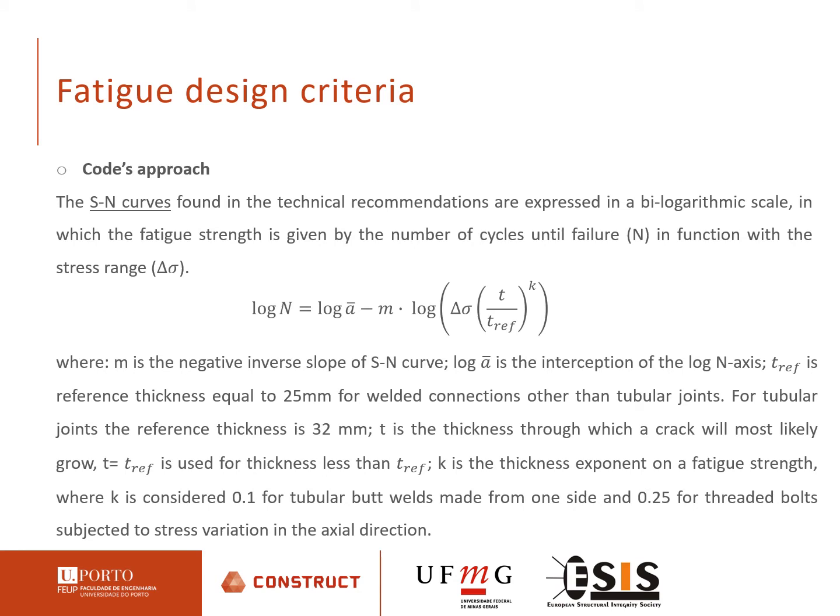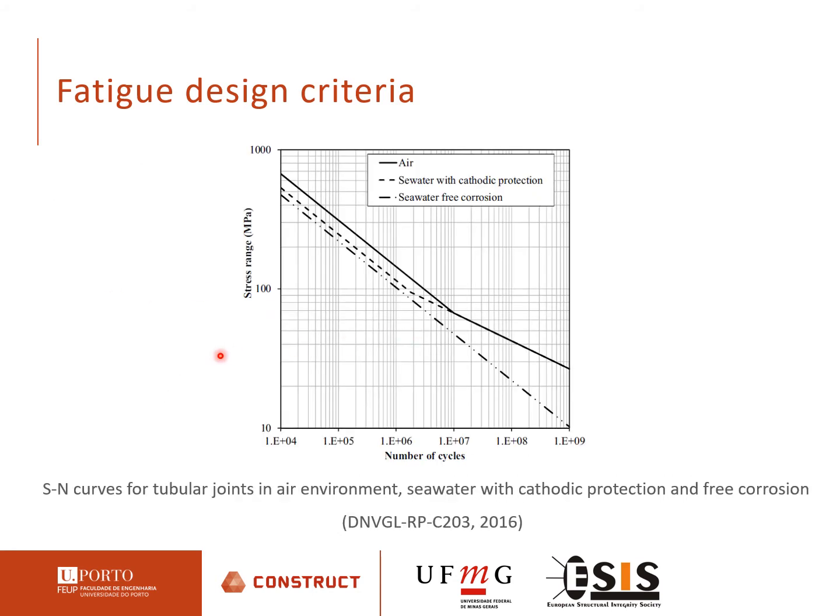The SN curves found in the technical recommendations are expressed in a log-log scale in which the fatigue strength is given by the number of cycles until failure as a function of the stress range. The SN curve can be obtained through this equation. Also, the variables are defined below. In this slide are presented the SN curves for tubular joints in air, seawater with cathodic protection, and free corrosion from the DNVGL standard.